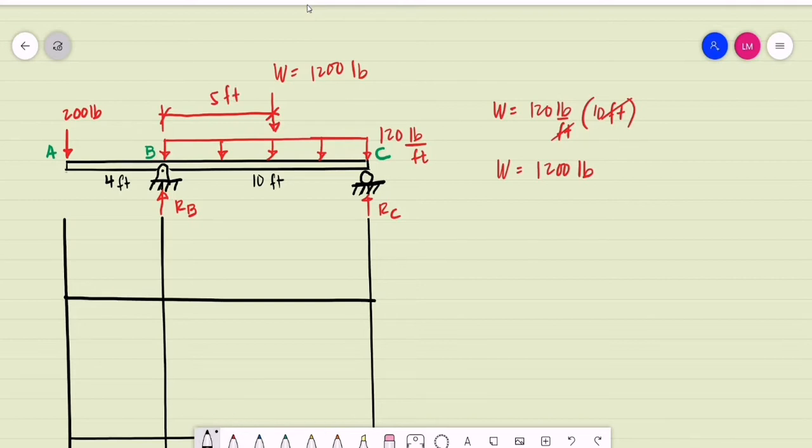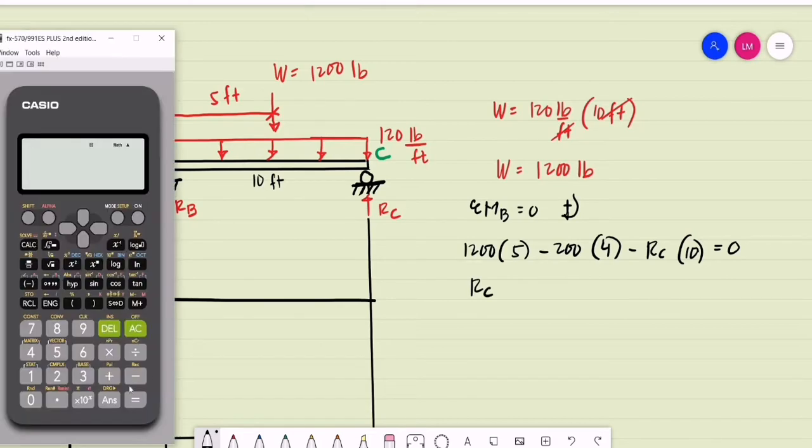We may now do a summation of moments at point B equal to 0, assuming clockwise moments to be positive. So we have 1,200 multiplied by 5 feet, minus 200 pounds, that is the concentrated load at A, multiplied by 4, then minus the reaction at C multiplied by 10, and this is now equal to 0. So we are computing for the reaction at point C.